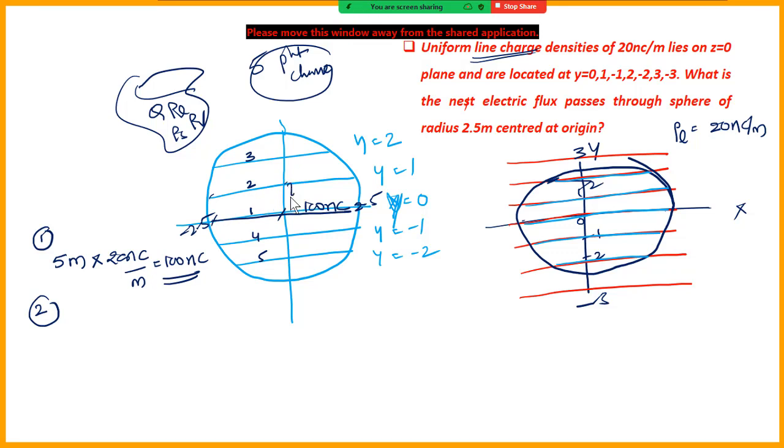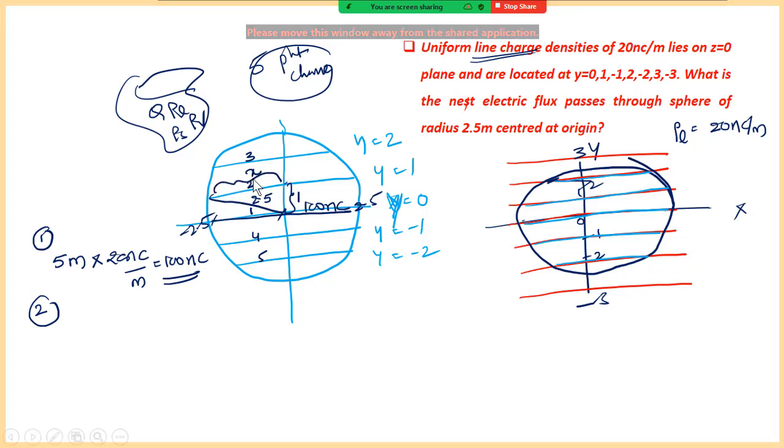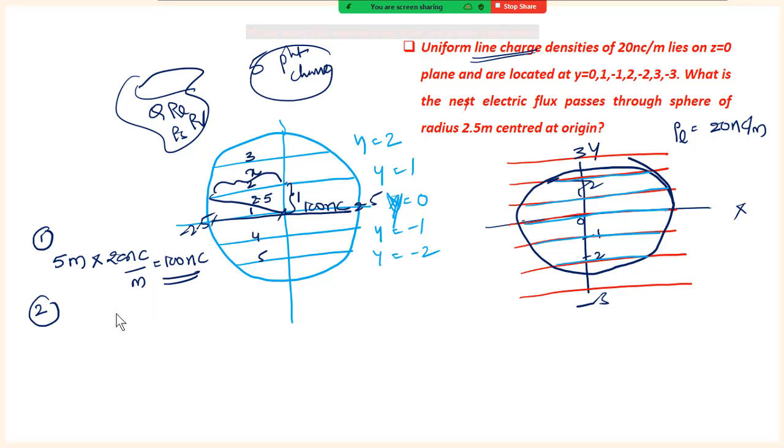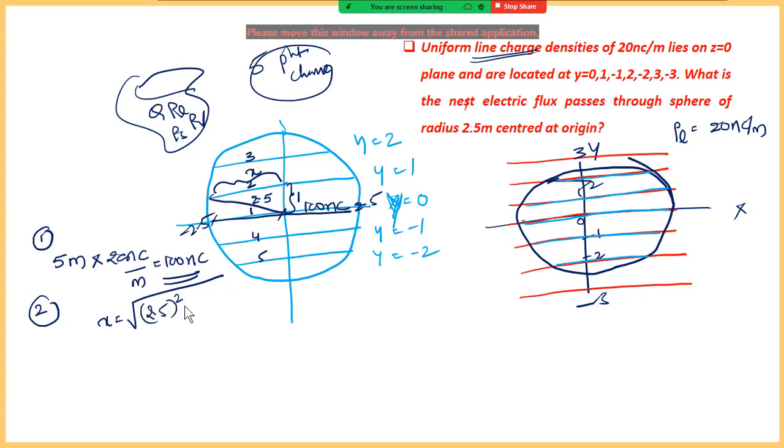You see here, this length we know that is 1, and this length also we know because it is a sphere. The radius is, this is radius only. So radius means again you have 2.5. But you don't know this length. You consider that length is x. Okay. So according to Pythagoras rule, what is that one? x is equal to square root of 2.5 square minus 1.